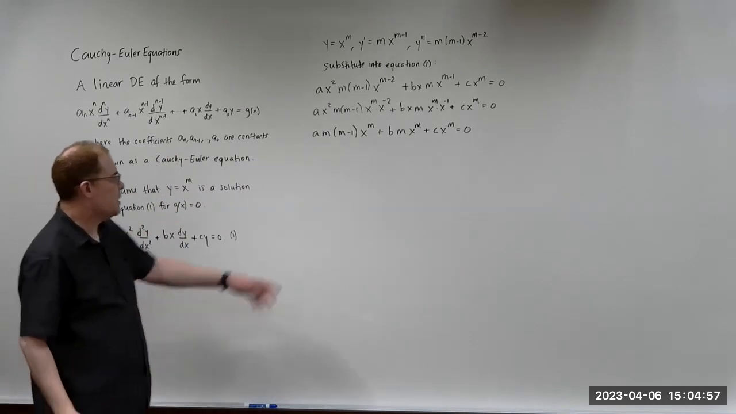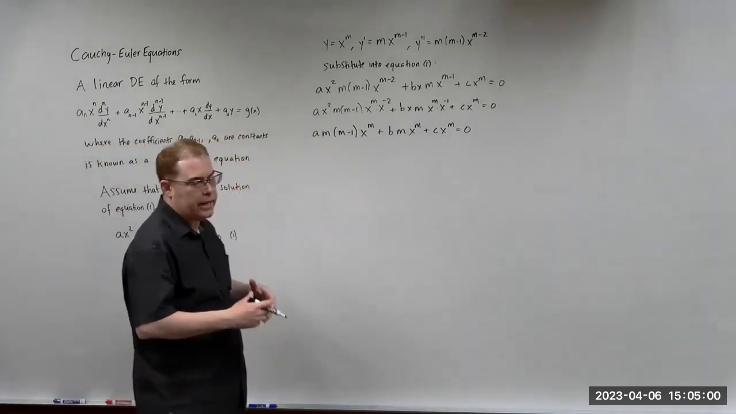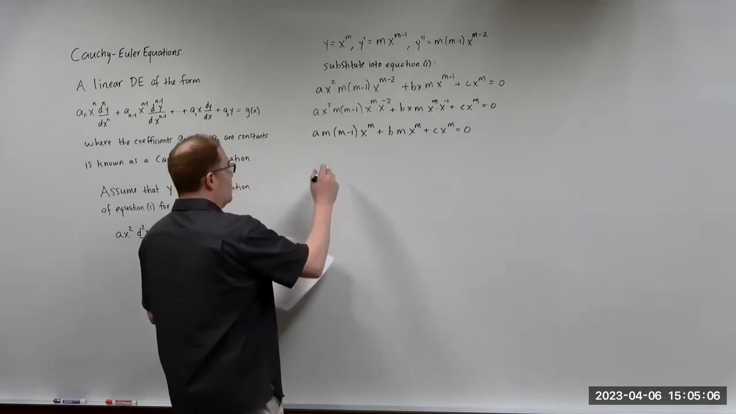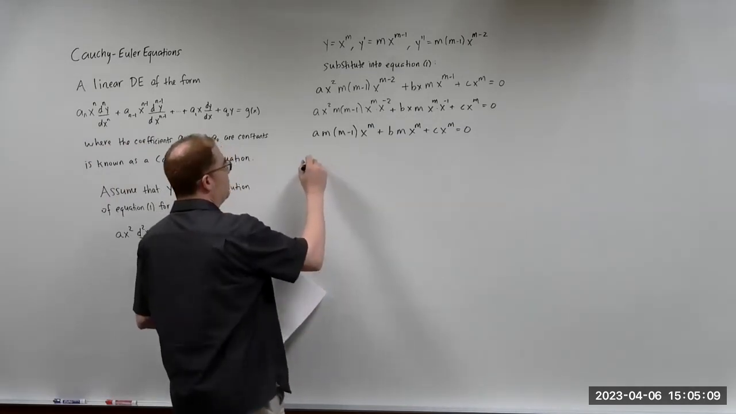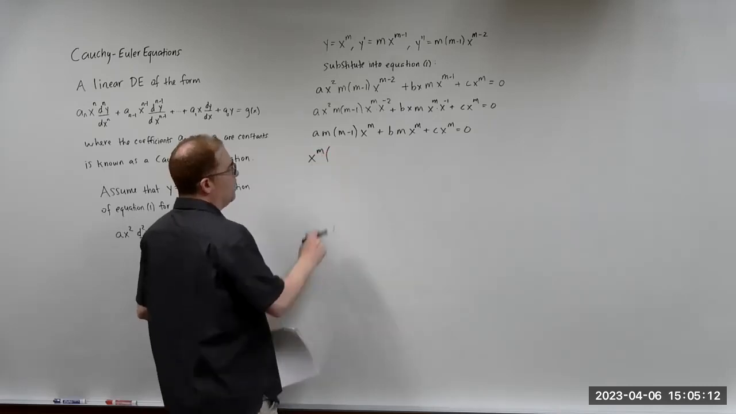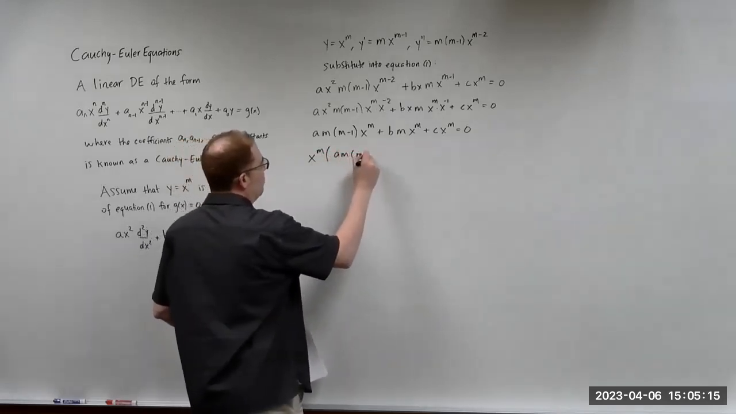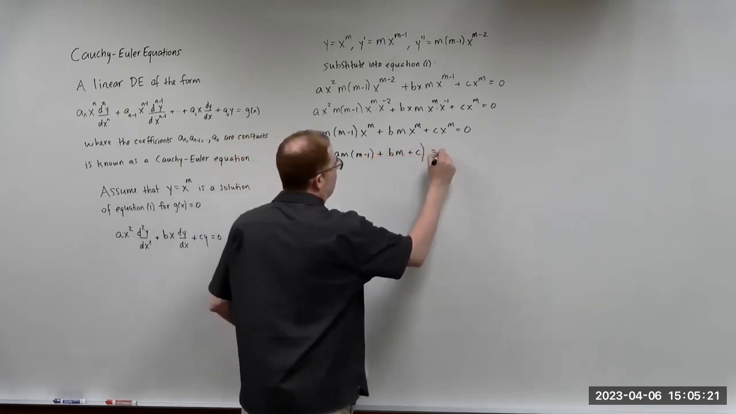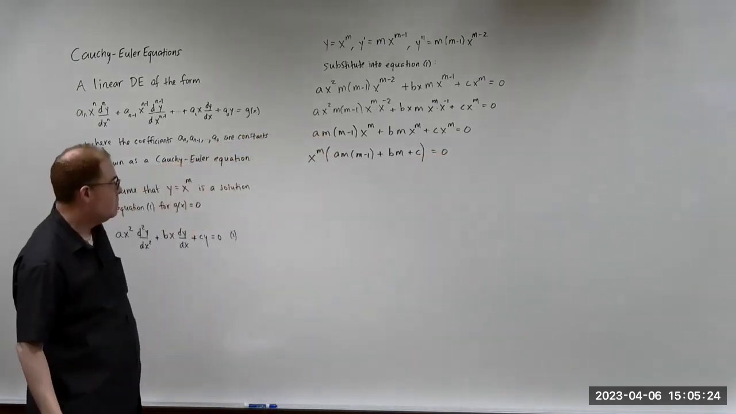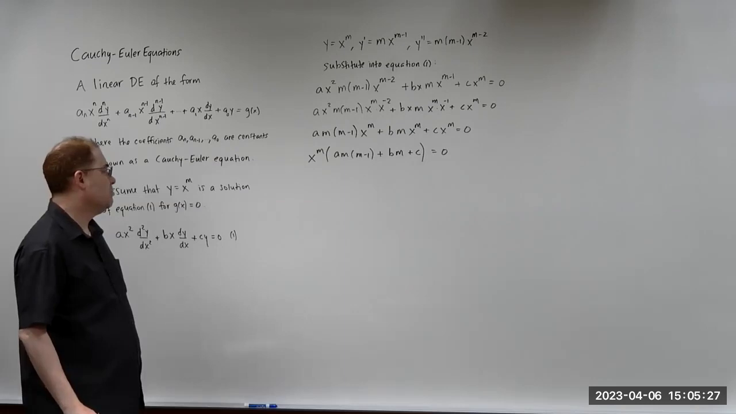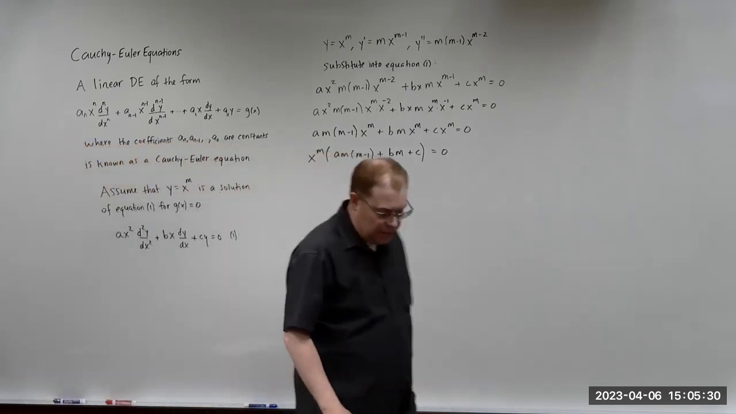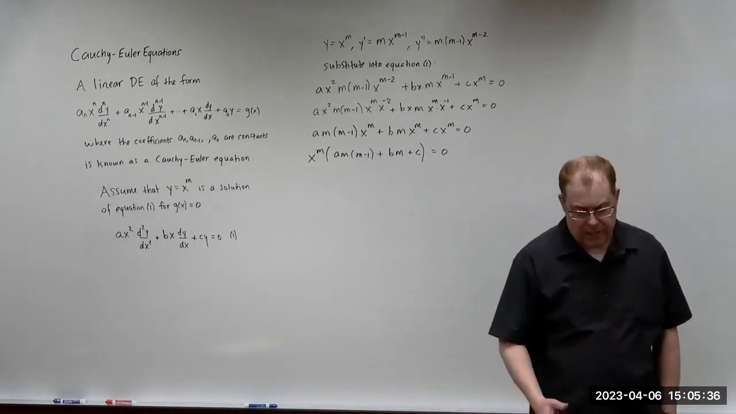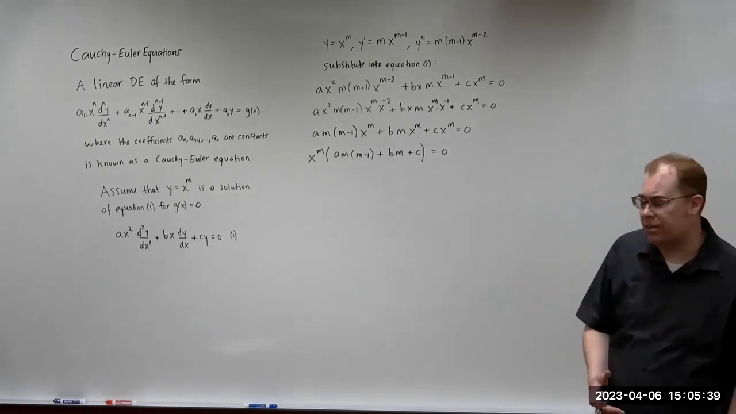And then from there, we notice that we have x to the m in each term, so we can go ahead and safely cancel those out. So basically we have x to the m, I'll just go ahead and factor that out. When we set this equal to 0, we get x equals 0. So that's a trivial solution, and we're not interested in those.